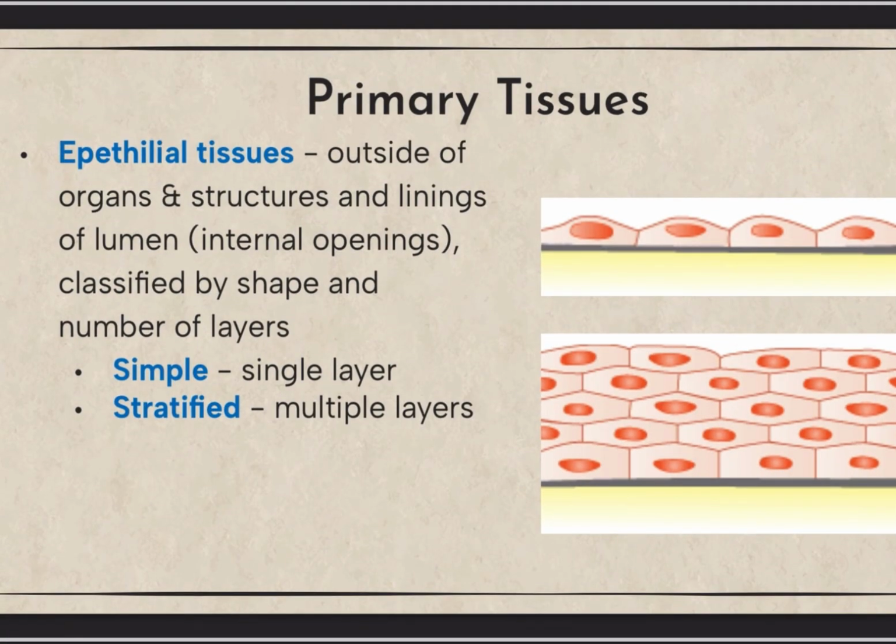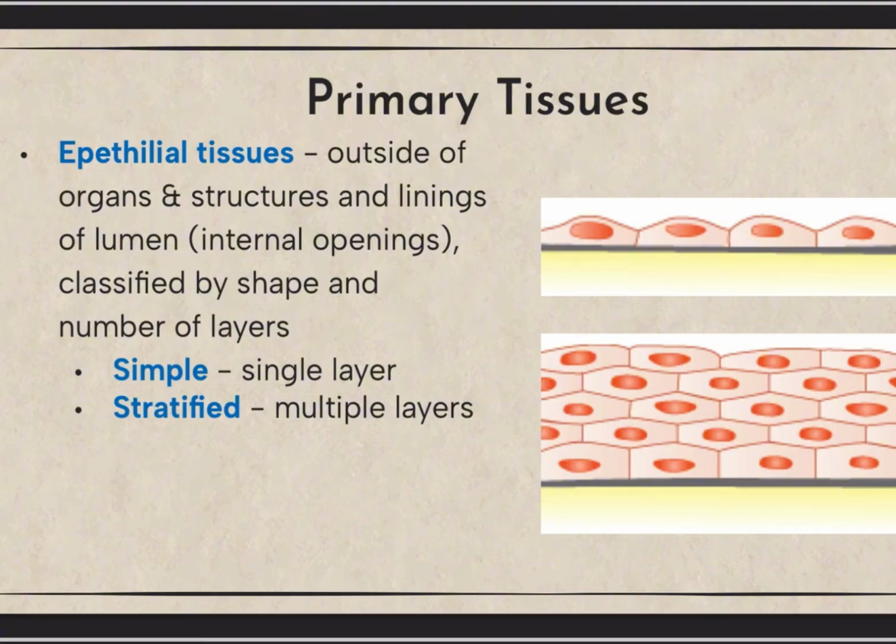Starting with our epithelial tissues, this is the outside of organs, and it helps with structure and the lining of the lumens. And it's classified by shapes and the number of layers. So we can have simple tissue, which just means there's a single layer, or stratified tissue, which means there's multiple layers. And having multiple layers is beneficial to us because, 1, it can regenerate quicker because it has more around it to help protect.